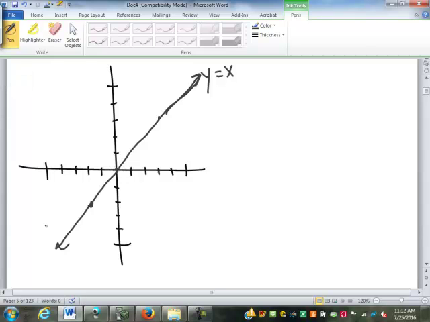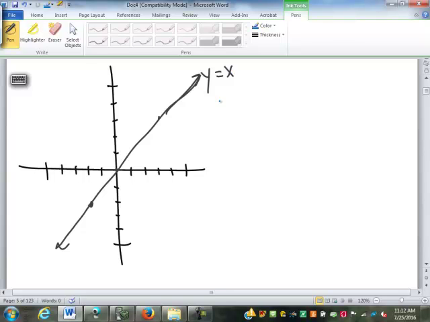You could say it goes at a 45-degree angle if you wanted to. That's the simplest form of linear equation we can get. We could make it a little more complicated. What can we do? Remember, we talked about building equations. What can we do to make this more complicated?